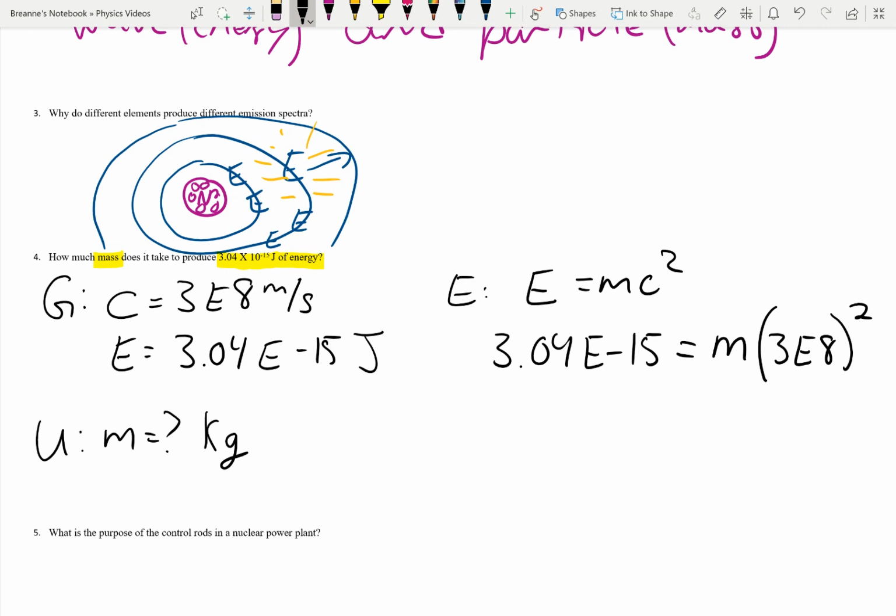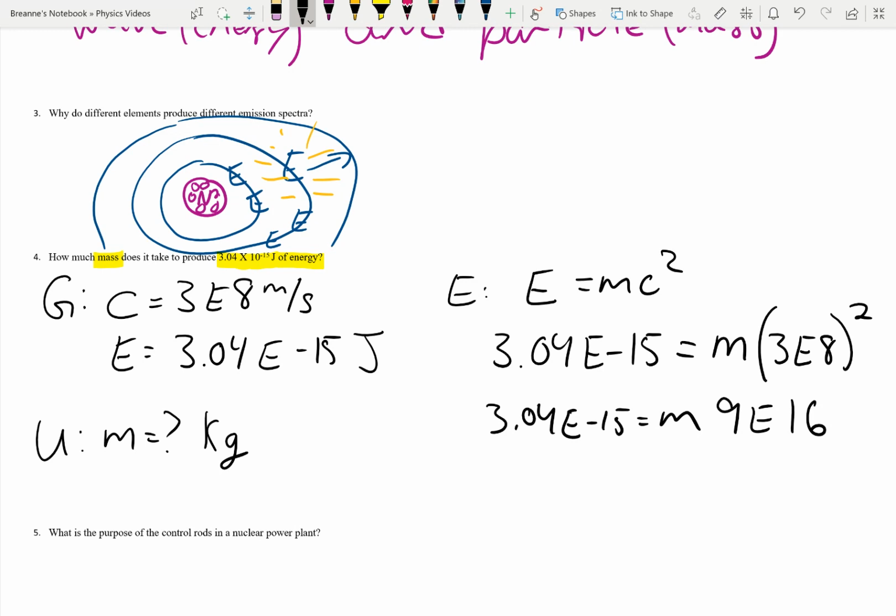So you type in 3, to get the e, you would do second comma 8, and then you just hit the x squared button. So you have 3e8 and the 2 with the exponent. And that is going to give you 9e16. So you go ahead and take care of that squared.